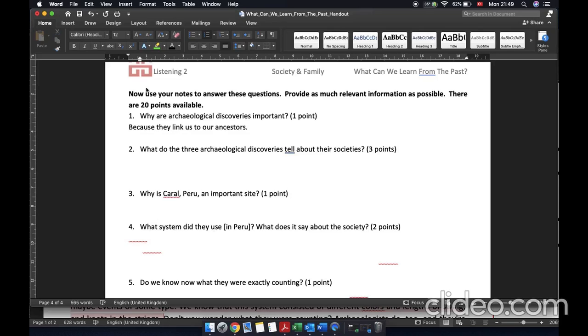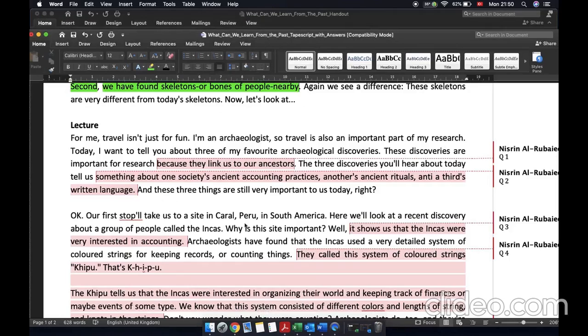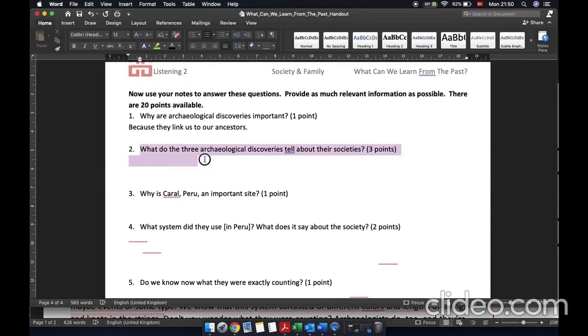And second one, what do the three archaeological discoveries tell about their societies? Let's check here. The three discoveries you will hear about today tell us something about one society's ancient accounting practices, another's ancient rituals, and a third's written language. So basically this part is the answer for the second question.